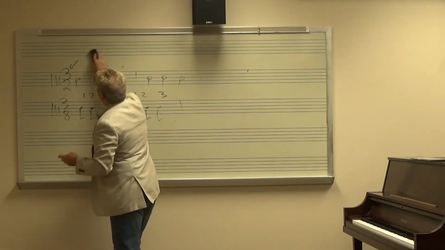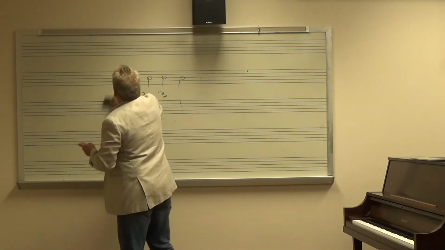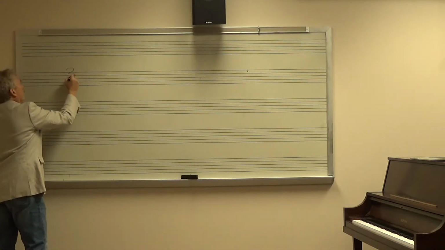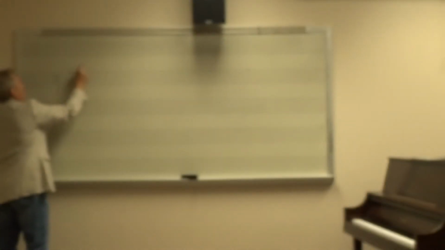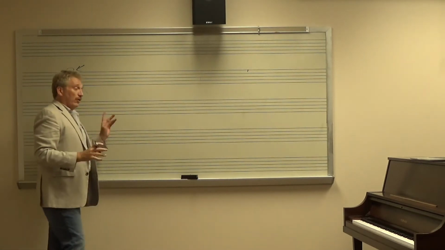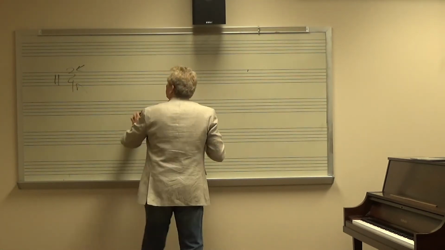Okay, so that explains time signatures in simple time, where I can divide the beat in 2. The upper number indicates the number of beats, and the lower indicates the value of the beat. Quarter note, eighth note, half note, etc.